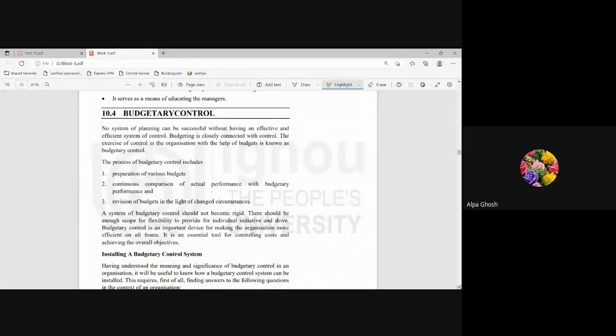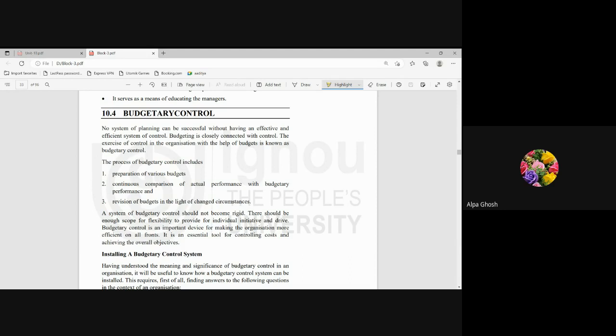What is budgetary control? Budgetary control means that it is a system of planning. If we have a budget, we can closely monitor our expenses. We can exercise control in the organization. We know the areas where we have to spend. We know the areas from where we can have our income. We can have our receipts.